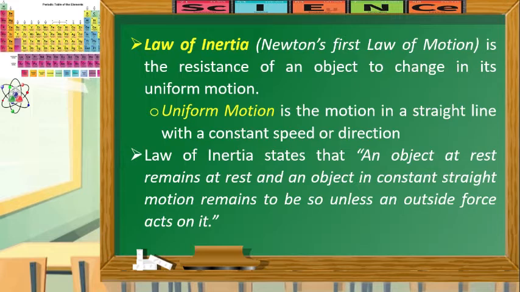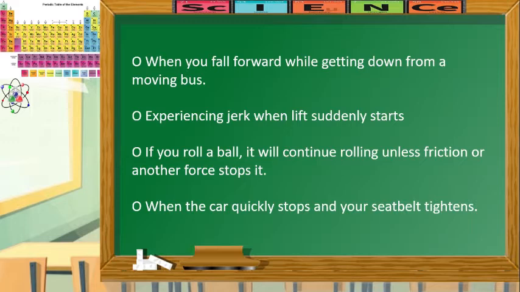The law of inertia states that an object at rest remains at rest and an object in constant straight motion remains so unless an outside force acts on it. For example, when you fall forward while getting down from a moving bus, or experiencing a jerk when a lift suddenly starts. If you roll a ball, it will continue rolling unless friction or another force stops it. When the car quickly stops and your seatbelt tightens.